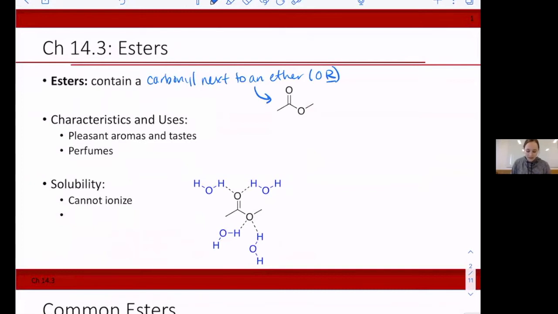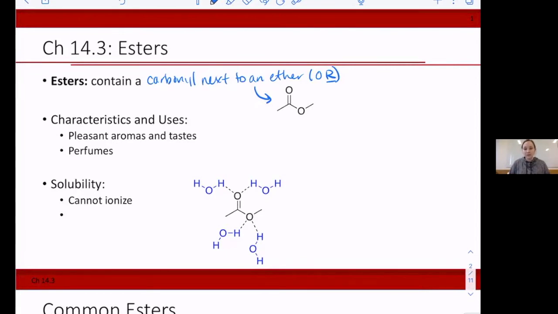So characteristics and uses of these: in general, they have pretty pleasant aromas and taste. They're used a lot in essential oils, and a lot of the typical things that you taste, like in fruits and stuff like that, are a lot of esters. And then also in perfumes. Typically esters are one of the main ingredients in perfumes.